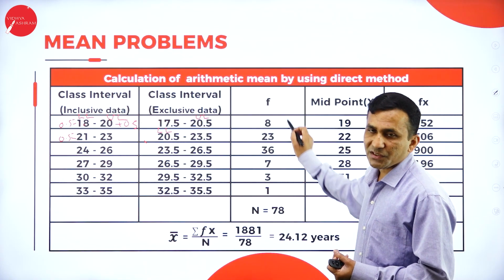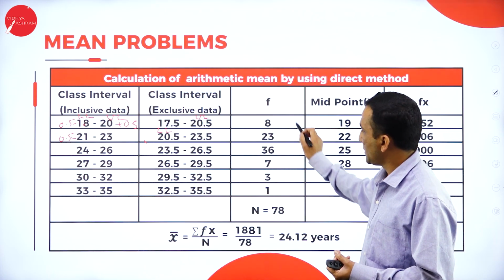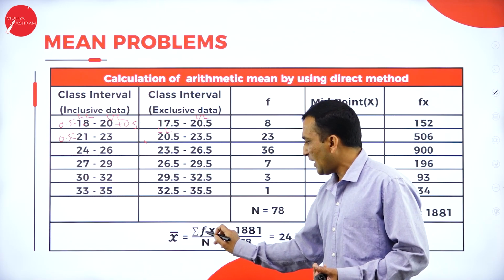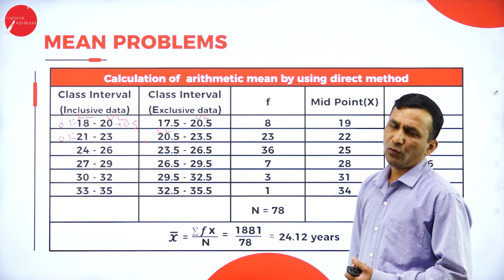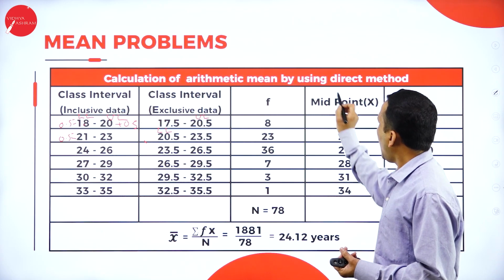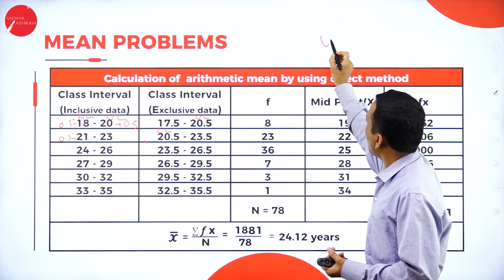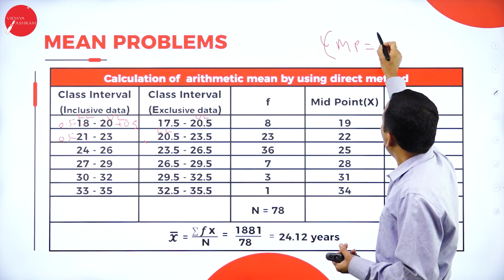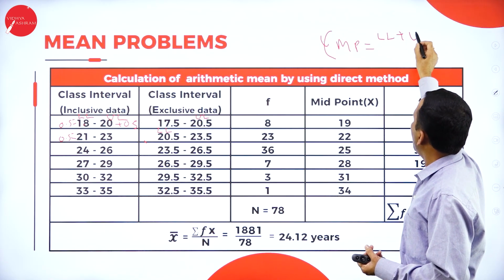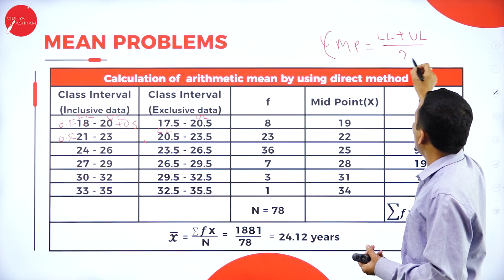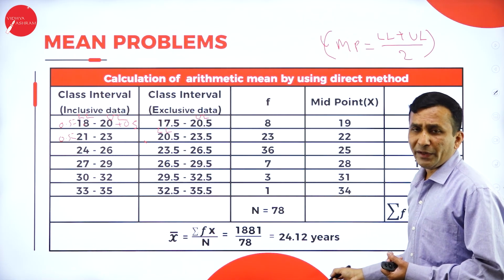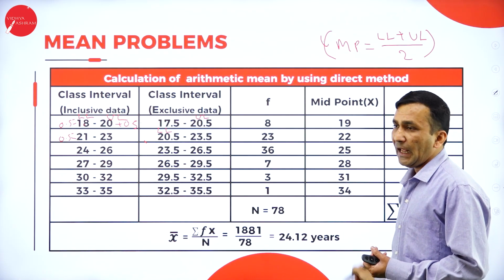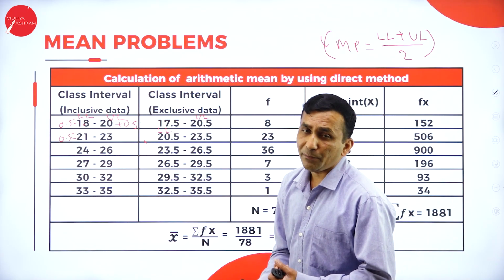We don't need to bother with it, because it is directly given in the question. Now according to the formula sigma fx, x is missing here. What to do? Find the midpoint. How to find the midpoint? The midpoint formula: midpoint is equal to lower limit plus upper limit divided by 2. I am able to get the midpoint. Midpoint is nothing but the x series. Now with the help of the x series only we do the problem.